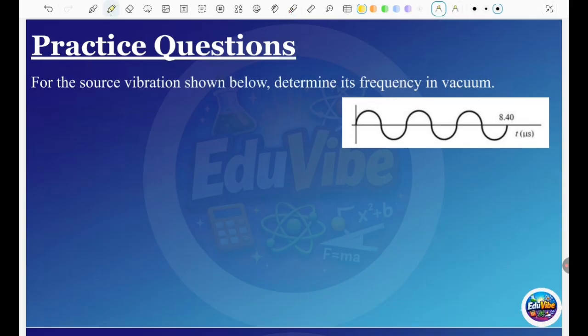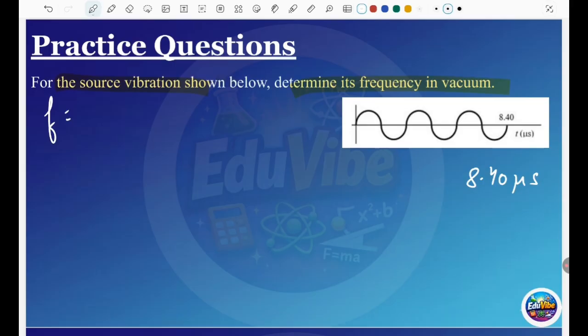First question says that for the source vibration shown below, determine its frequency in vacuum. We are given a vibration source and we have to find the frequency. Here we have t in microseconds, which means this 8.40 is our time, 8.40 microseconds, and that time is for a particular vibration occurring, and we have to find how many periods occur.